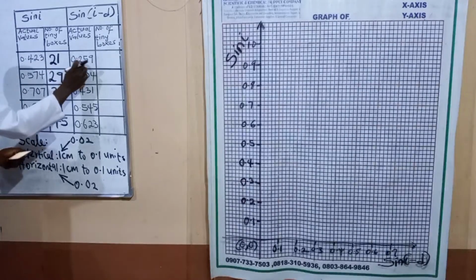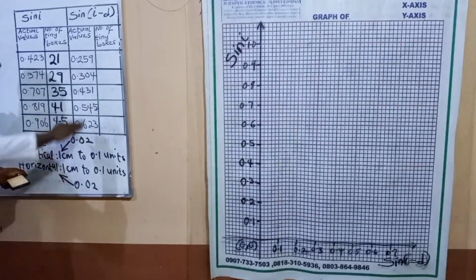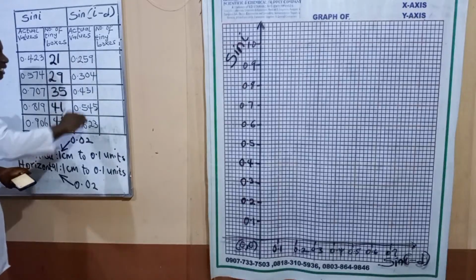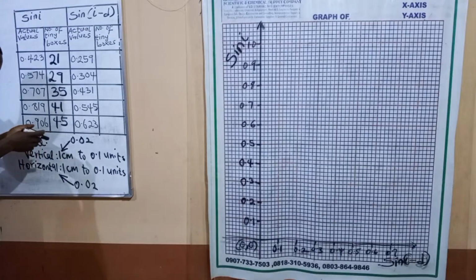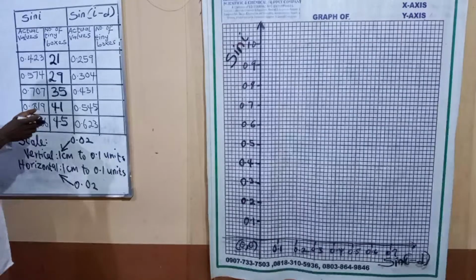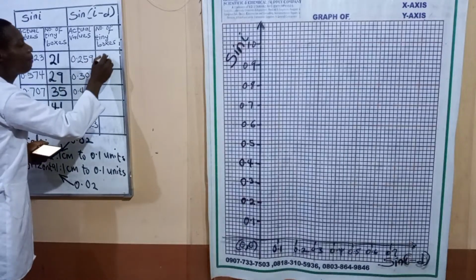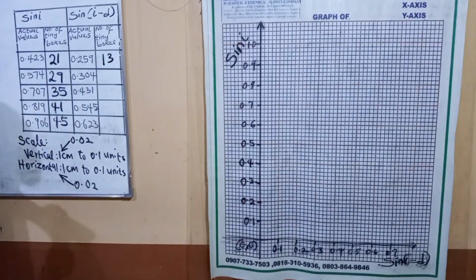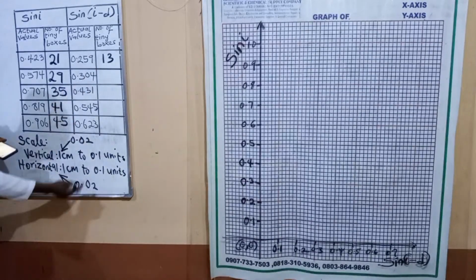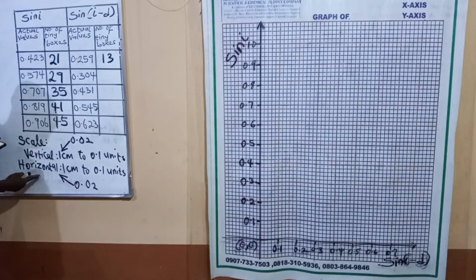So let's proceed. Convert these decimals to the number of boxes. So we want to do it now. This is 0.259. That is approximately 13. Then the next one is 0.304. Now we are dividing 0.304 by 0.02, which is the scale factor for the horizontal axis.